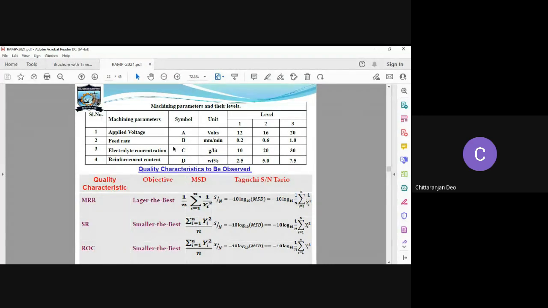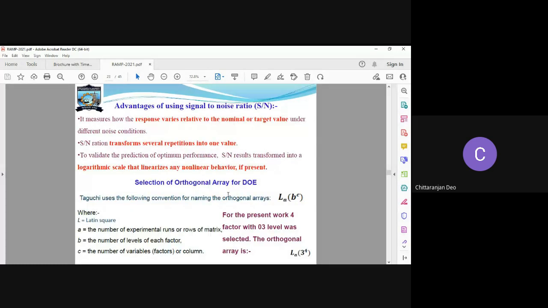We generally use the Taguchi orthogonal array, and this Taguchi orthogonal array is represented by L A to the power B to the power C, where A is the number of experimental runs or rows of the matrix, B is the number of levels of each factor, and C is the number of variables or factors. So here the present work is focused on 4 factors with 3 levels. The orthogonal array is L A 3 to the power 4.